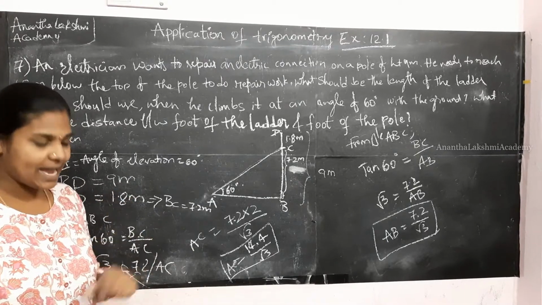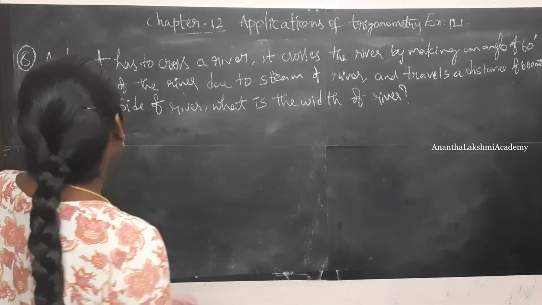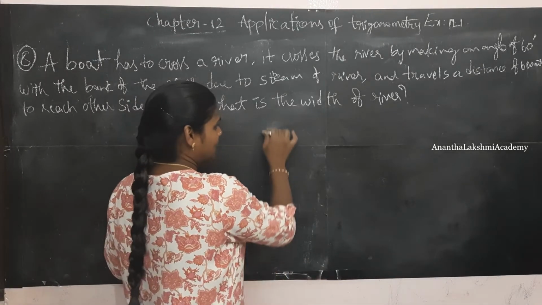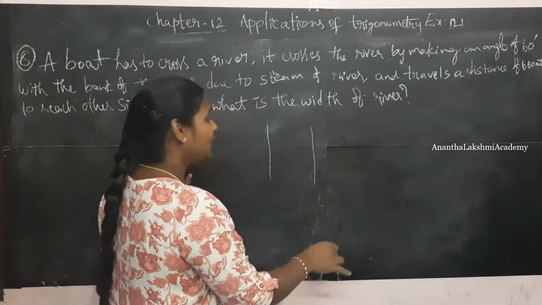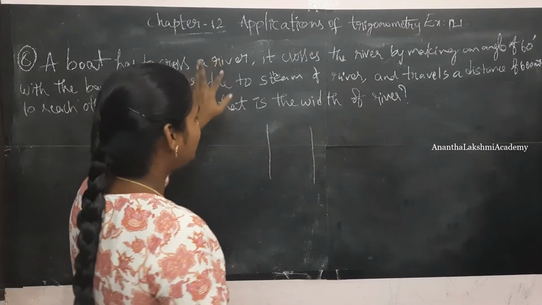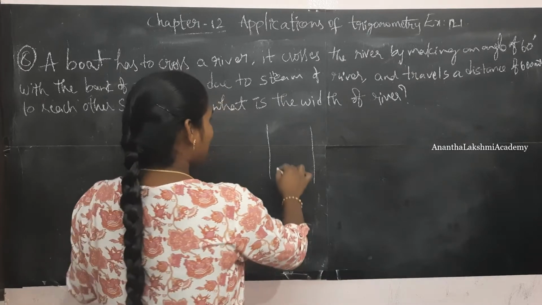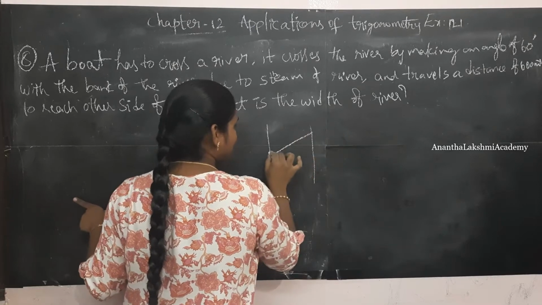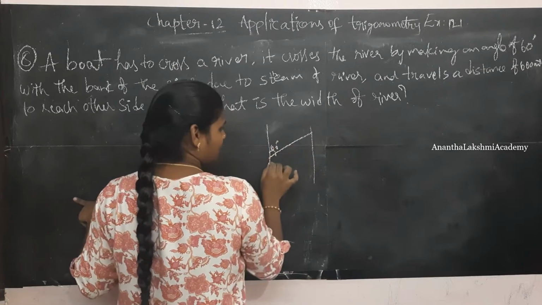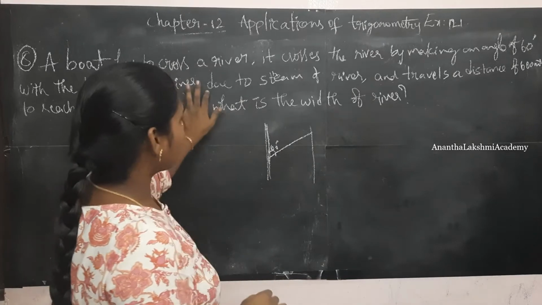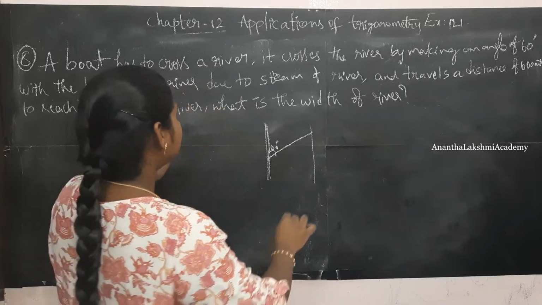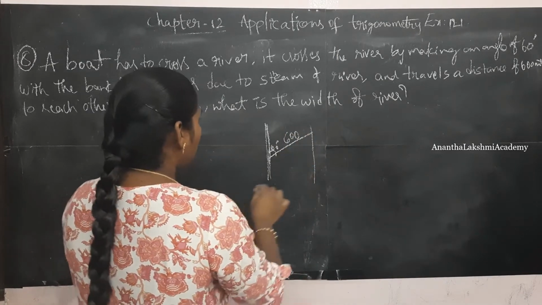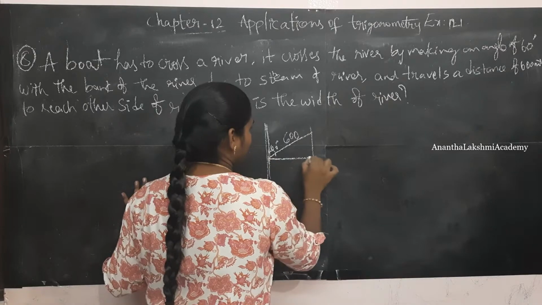Let's go to problem number 8. We are with the 8th problem. A boat has to cross a river. So let me assume this is the river which is flowing. Okay, the boat has to cross a river. It crosses the river by making an angle of 60 degrees with the bank of the river. So it makes an angle of 60 degrees here with the bank. Now due to the stream of the water, it travels a distance of 600 meters to reach the other side of the river. What is the width of the river?